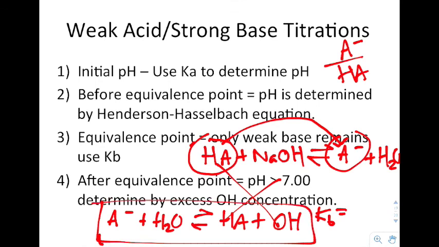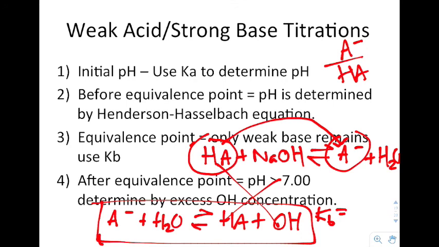Now, after you have passed the equivalence point, excess NaOH, remember, sodium hydroxide is a strong base, so it dissociates completely. So once you reach that equivalence point and you go beyond it, the pH is determined entirely by the excess OH concentration. Now, this is probably one of the more difficult things that you'll have to do. So we will go over this in more detail in class. But basically you say pH is determined by Ka, Henderson-Hasselbalch, pH is determined by Kb, pH is determined by OH concentration. So it's one of those things that you can kind of get through.